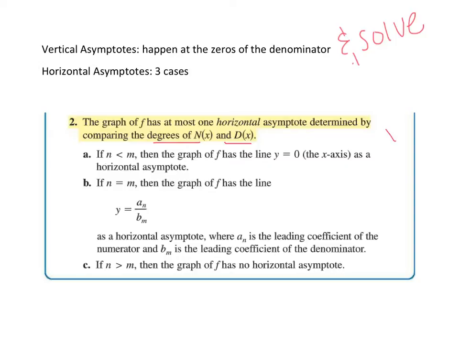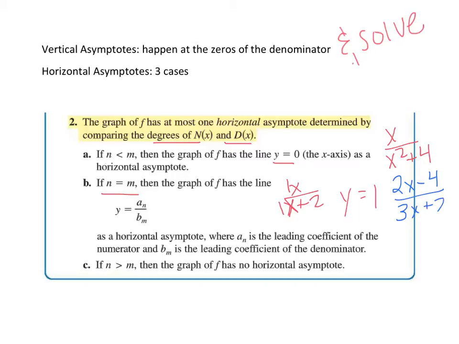So, for example, this could be x over x squared plus 4. Horizontal asymptote is going to be at y equals 0. If the degrees are the same, say x over x plus 2, both of these are of degree 1, I'm going to look at my leading coefficients. I've got a 1 over a 1. So this one, y would be 1. If I look at one that's 2x minus 4 over 3x plus 2, I'm looking at y equals 2 over 3.